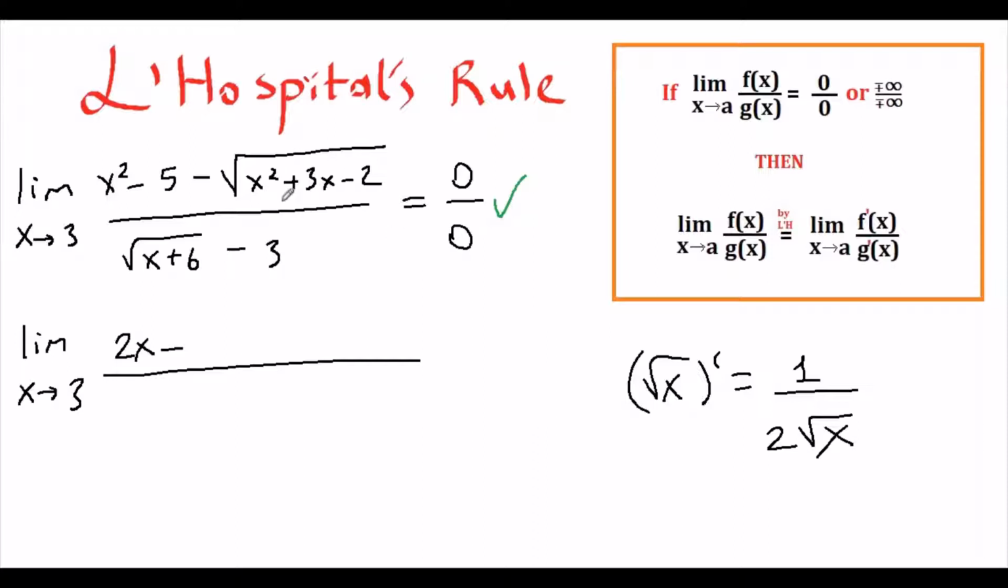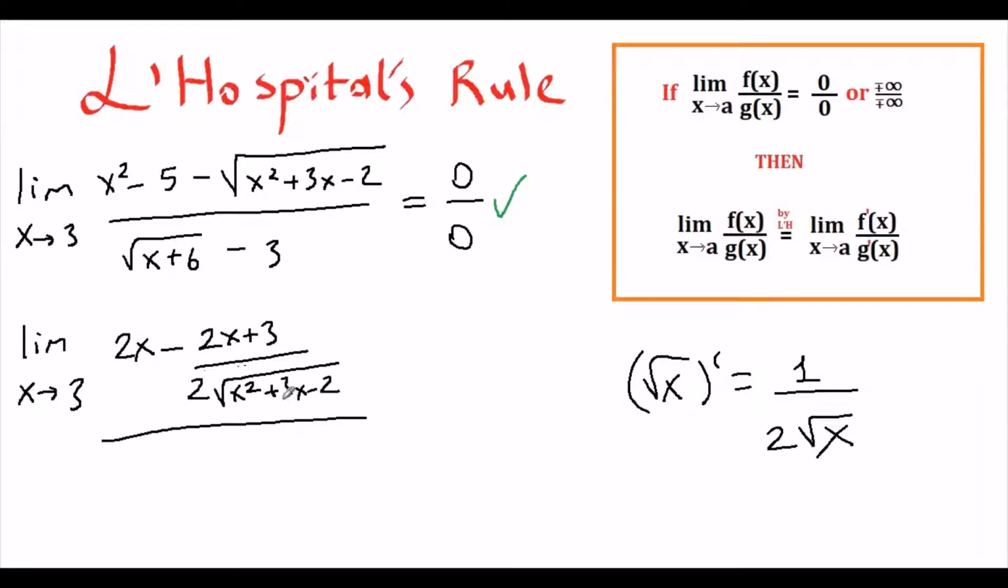So here we're going to apply the chain rule. You can consider x squared plus 3x minus 2 altogether as our x here. So if you take the derivative carefully, you're going to obtain 2x plus 3, which is the derivative of the inside, divided by 2 times the square root of x, which is everything inside.